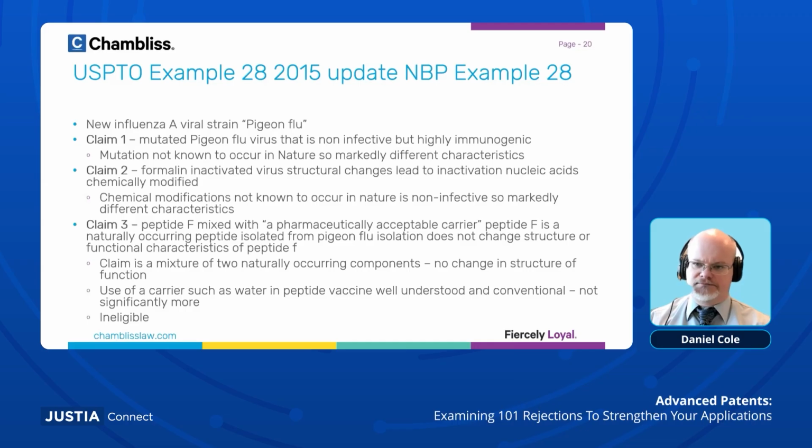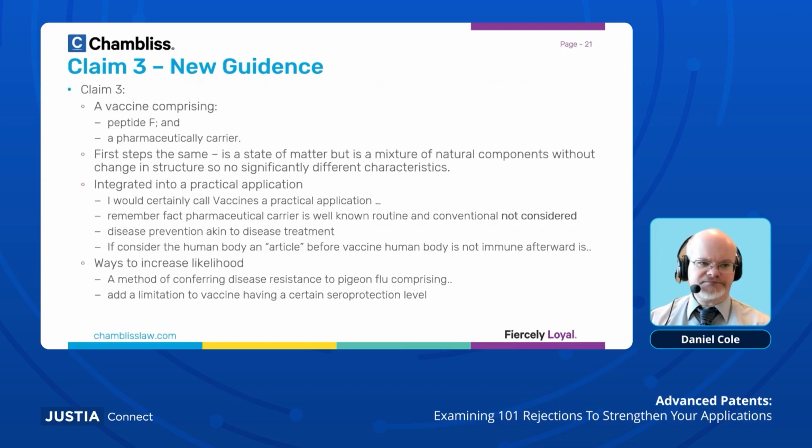But if we're going with the new guidance, we've got peptide F and a pharmaceutically acceptable carrier. First step is the same. You're going to look through this and say, okay, this is a state of matter, but it's a mixture of natural components without the change in structure. So no new, significantly different characteristics. Now we look and say, okay, is this a practical application? Well, it's a vaccine. I would call that a practical application.